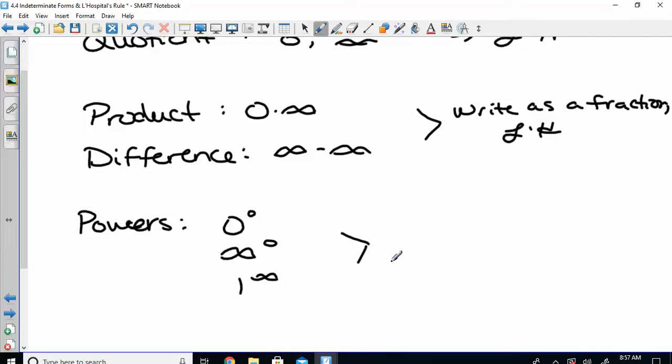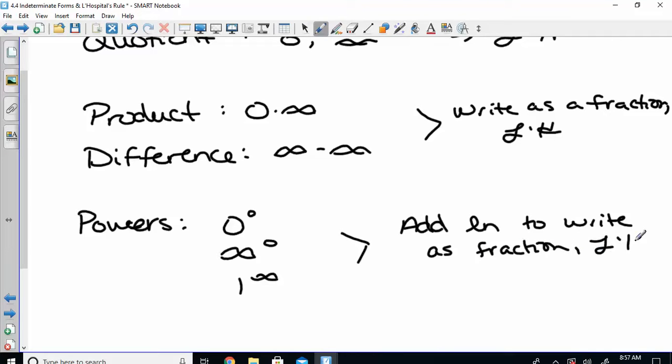Essentially on all of these, we're trying to write them so it's 0 over 0 or infinity over infinity. To do that, what we will have to do is add a natural log to write it as a fraction. Then we can do L'Hopital's. However, we can't change the original problem.